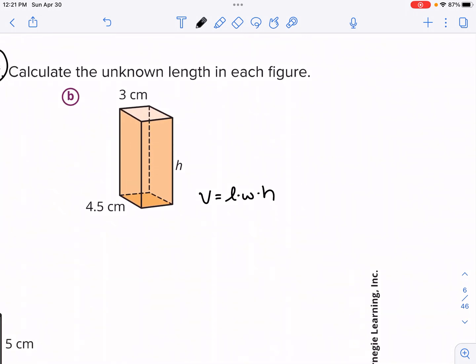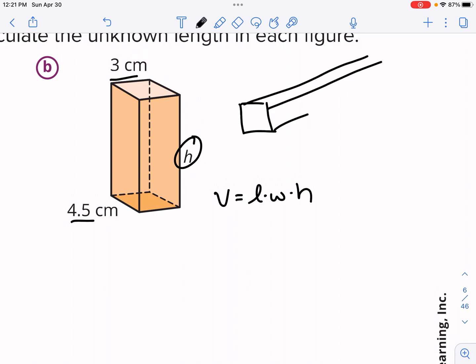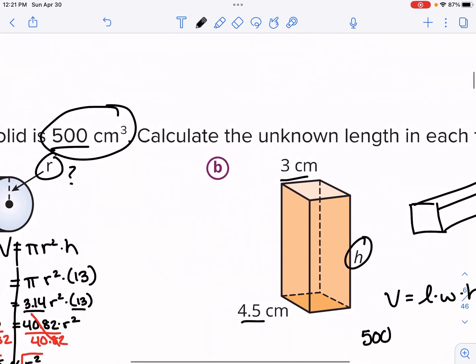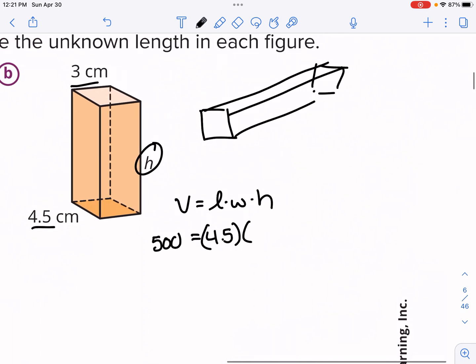Okay, so it doesn't matter what you call the length, width, and height, except we do not know what the height is. I mean, you could say that this is the length, this is the width. It all depends, because let's say I move it and it looks like this. Then what's the length and width and height from there? Oh, sorry, we're not going to plug in B. Our volume is 500 from the problem right here. So 500 equals, we'll say 4.5 is the length, 3 is the width. We have no idea what the height is.